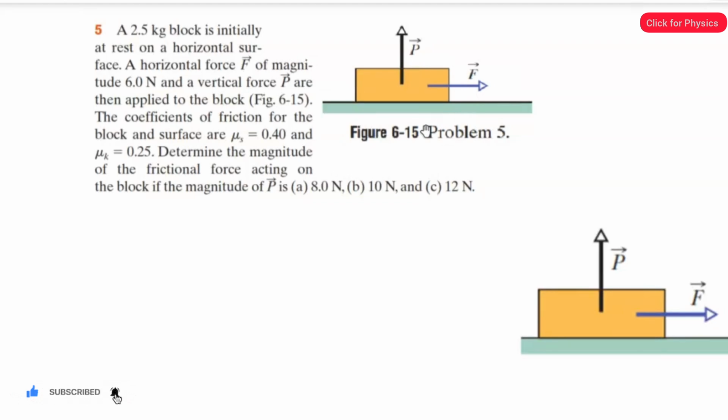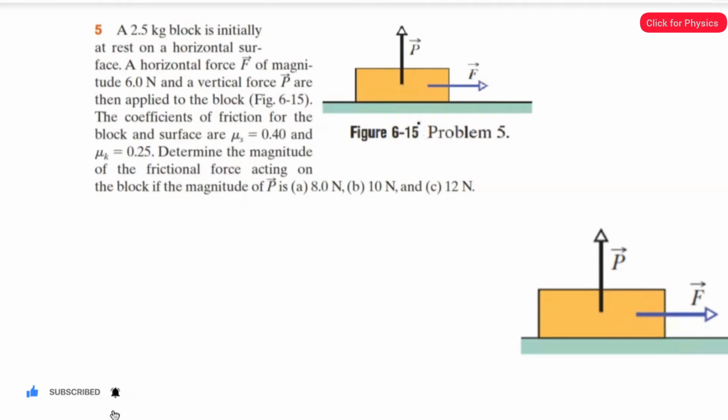So in this question, we are going to find the answer for different values of the vertical force, which are A equal to 8 Newton, B equal to 10 Newton and then C 12 Newton. Clear? Okay. First of all, let's write the given.